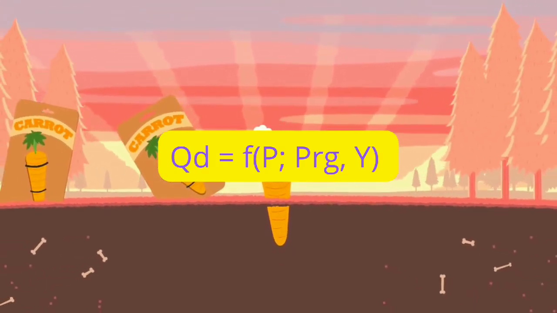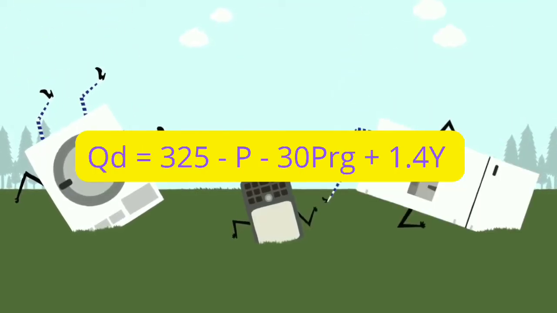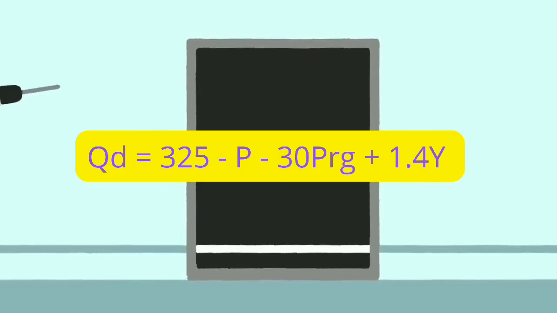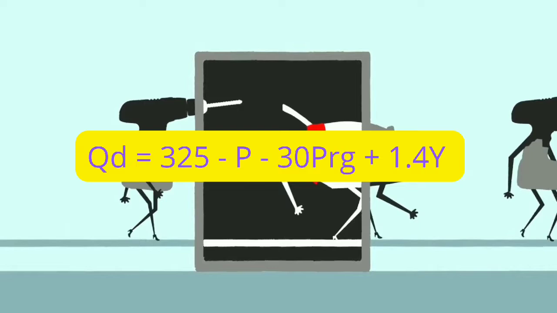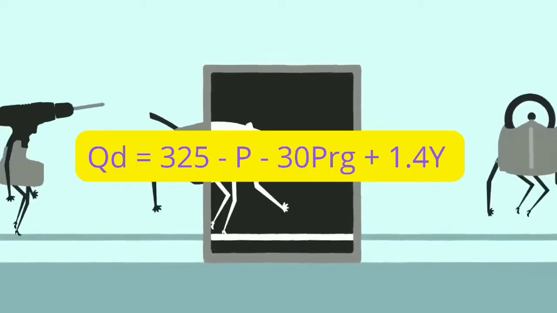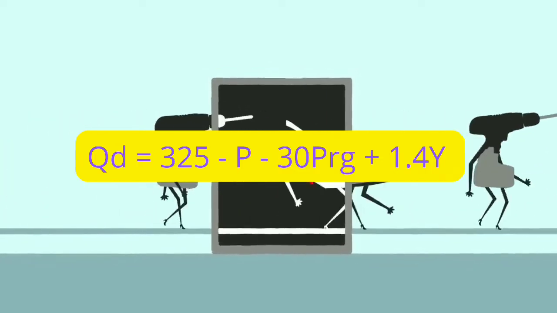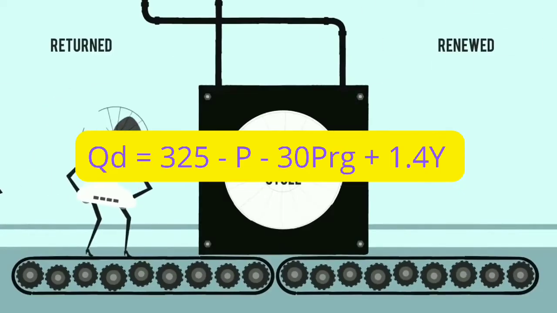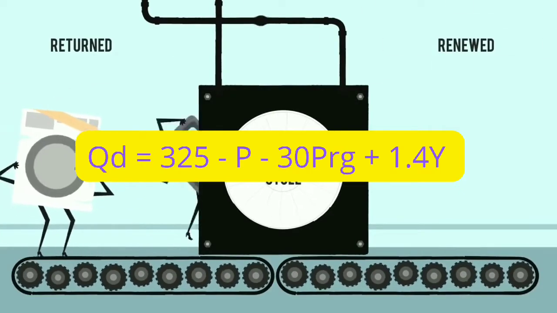A simple example of a demand equation is QD equals 325 minus P minus 30 PRG plus 1.4Y. Here, 325 is the repository of all relevant non-specified factors that affect demand for the product. P is the price of the good. The coefficient is negative in accordance with the law of demand.